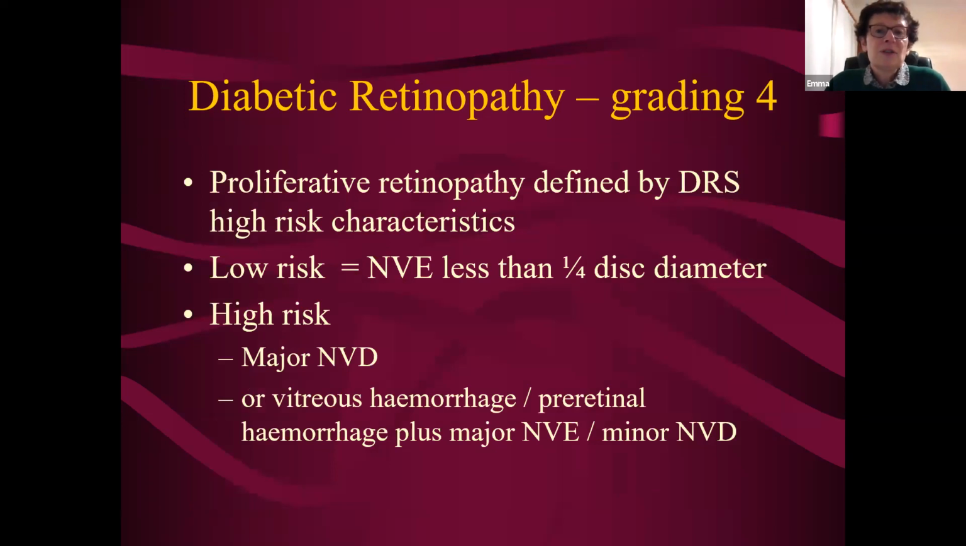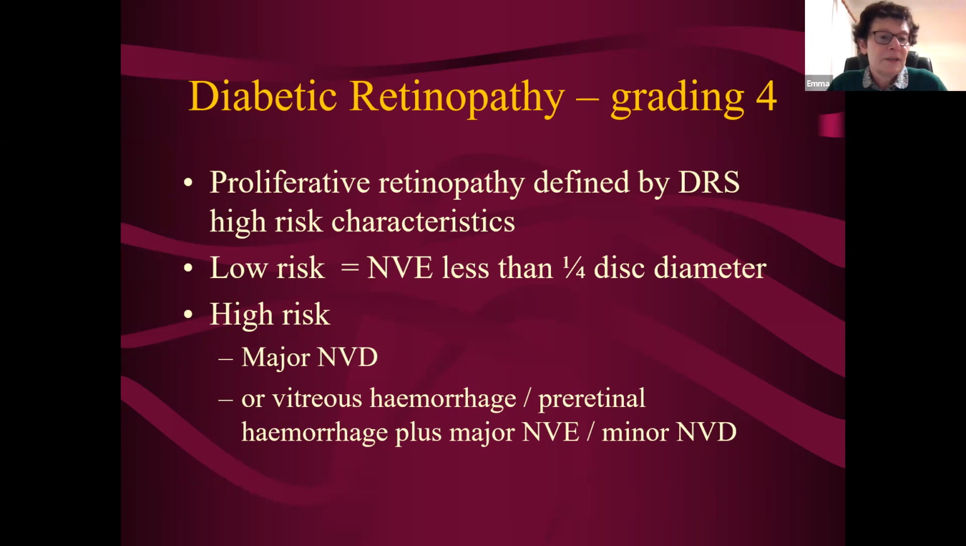So then proliferative retinopathy is defined by the Diabetic Retinopathy Study high-risk characteristics. Very few of the proliferative retinopathy patients that we see are low risk. And low risk characteristics are new vessels elsewhere, so not at the disc, not within a disc diameter of the disc, and they are less than 1/4 of a disc diameter, so they are tiny. You can observe those, or I can observe those in my clinic, but they would have to be a very compliant patient. If you think that the patient might not return, then it's better and safer to laser them.